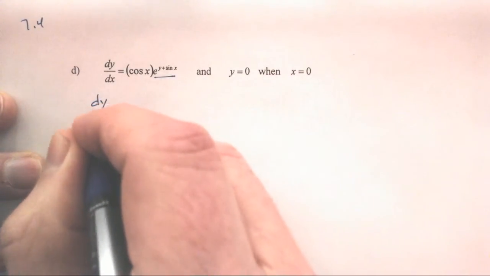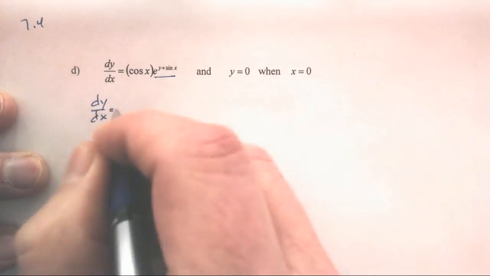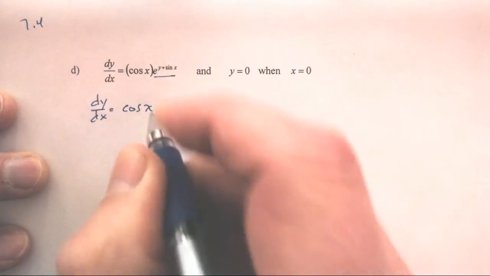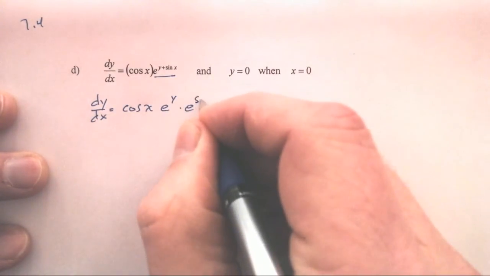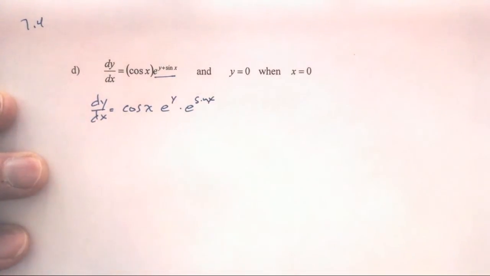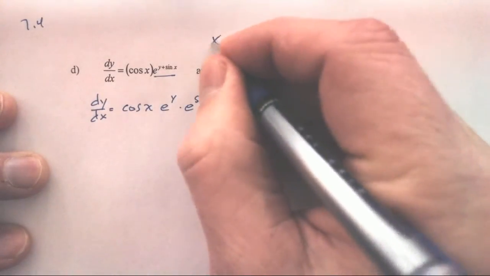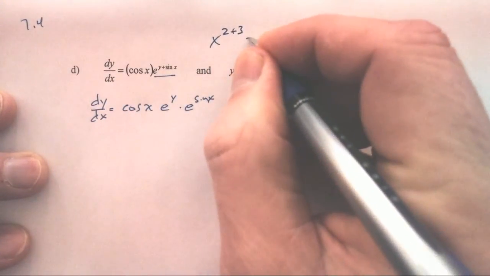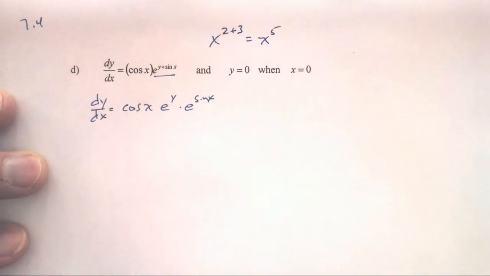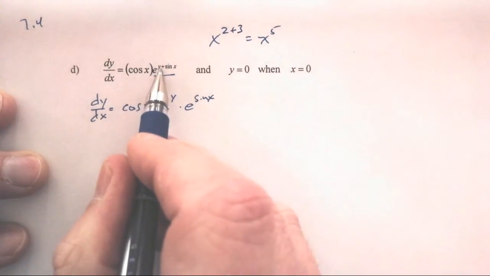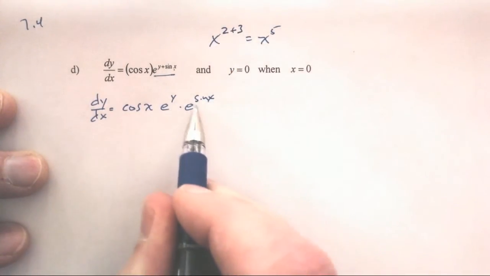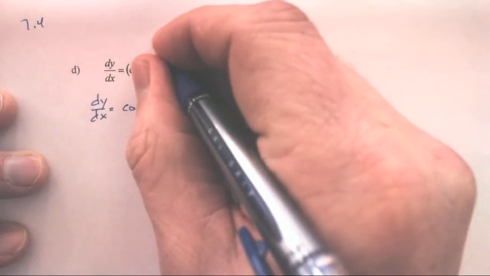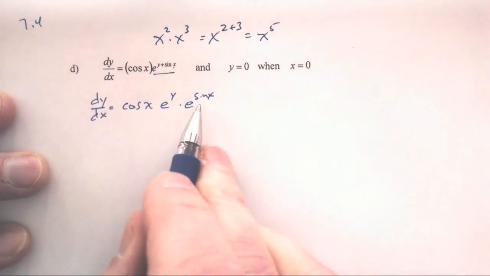I'm going to rewrite this as dy/dx is cosine x e to the y times e to the sine of x. Now that's a property of algebra we should be okay with. x to the 2 plus 3 equals x to the 5th. So e to the y plus sine equals e to the y times e to the sine. This is also x to the 2nd times x to the 3rd. So those properties allow me to do this.